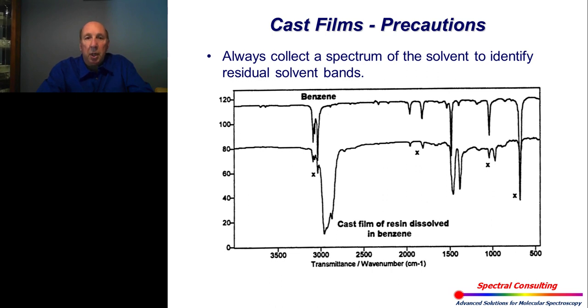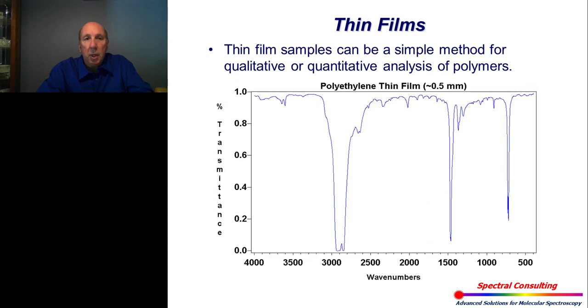So here's an example of a cast film of resin dissolved in benzene, and we collect a spectrum of the solvent itself so we can make sure that if there are any interfering peaks marked with an X in this view, we know they belong to the benzene and not to the cast film of the resin. Another thin film sample here is polyethylene that was cast in the film, and it's approximately 0.5 millimeter thick. And you can see it's a little bit thicker than we really should have, because the bottom of the peaks for the CH stretching modes are touching 0% transmission. But it still gives us a good quality spectrum.